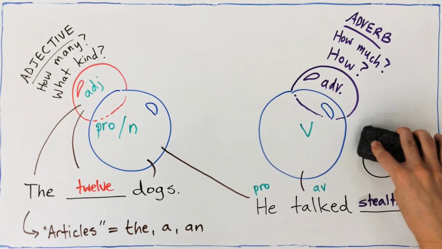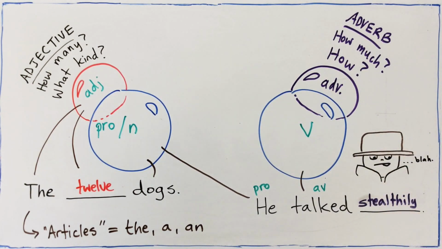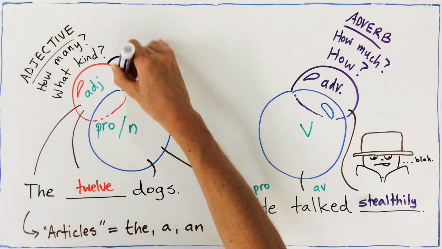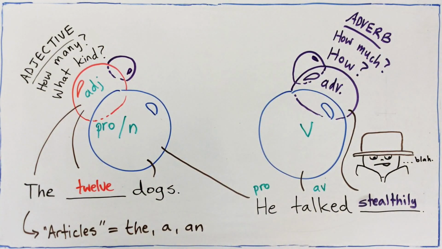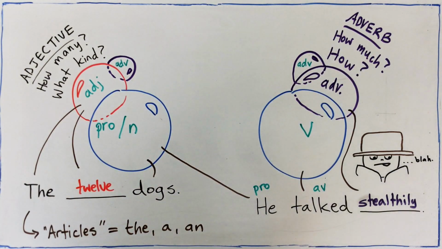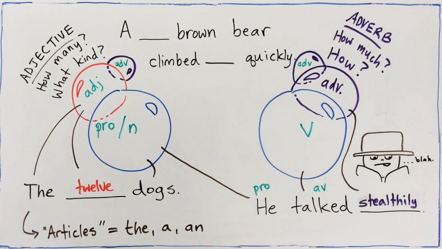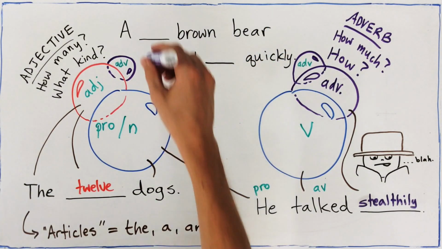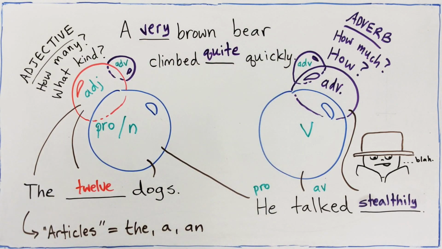But here's the cool part. Adjectives can only describe nouns or pronouns, but adverbs can describe three things. They can describe verbs, yes, but they can also describe adjectives or even other adverbs. Let me show you how this works by writing a little sentence up at the top. In this sentence, I will include both an adjective, brown, and an adverb, quickly. And now, let me write in two more adverbs to describe each of those words.